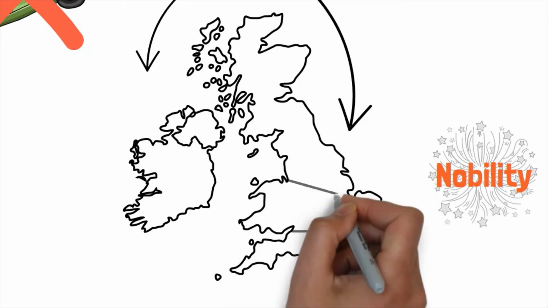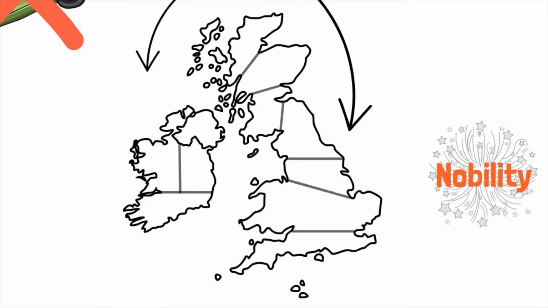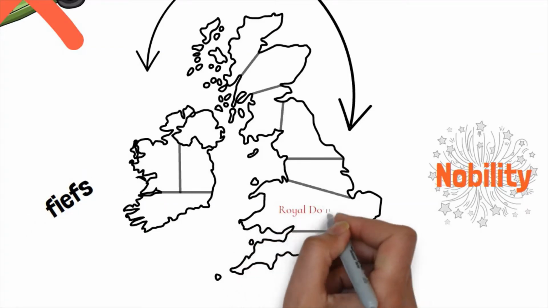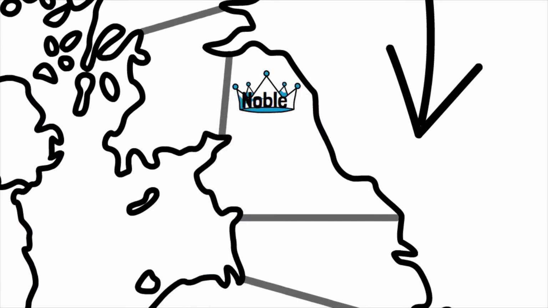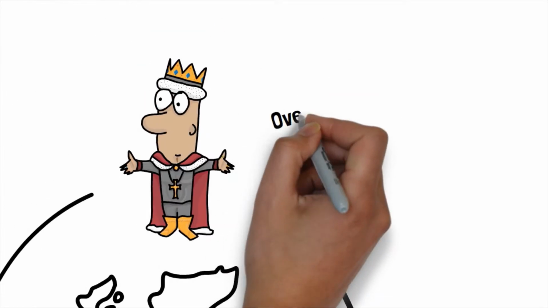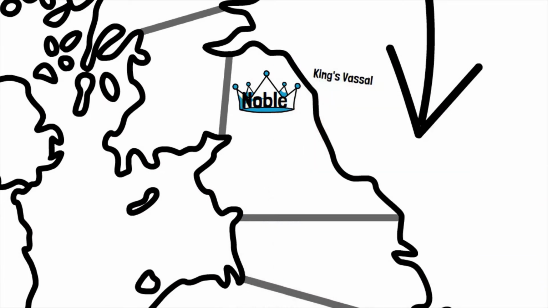The king would divide up his land into several parts, called fiefdoms or fiefs, while keeping some land as his own royal domain. Each fiefdom was ruled by a noble, usually a baron, who would have authority over their respective fiefdom. In this relationship, the king would be the overlord, while the nobles would be the king's vassals.